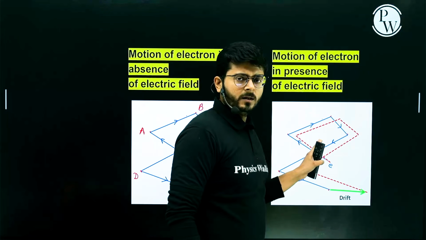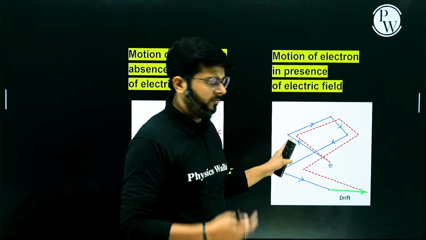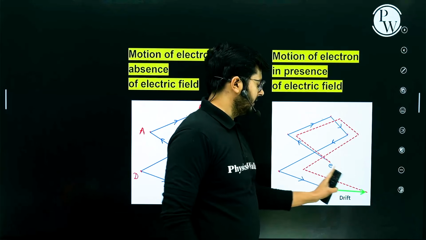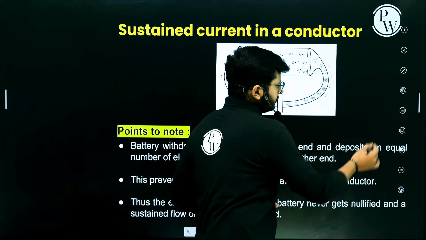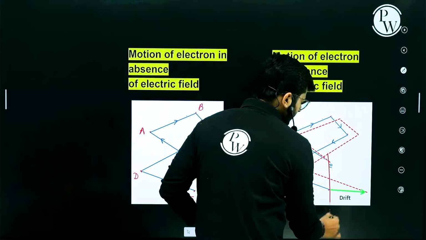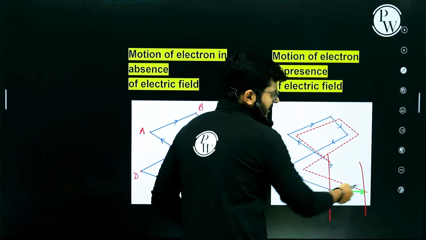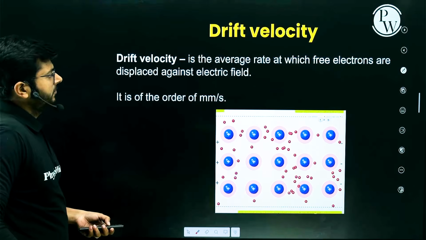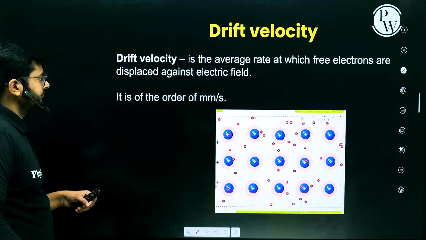But right now, due to the external field, we can say the electron started over here, and after drifting, it ended over here. So we can say that effectively it has covered some distance. This is the drift, right? So due to the external field, we will have some current, right?